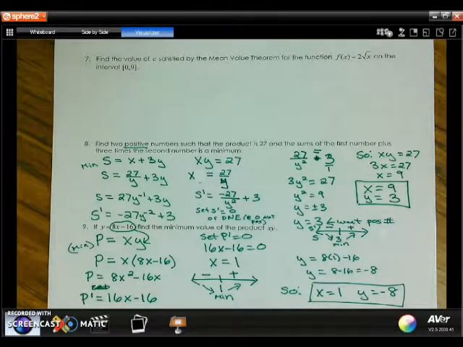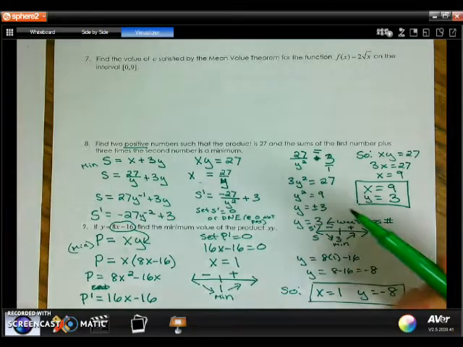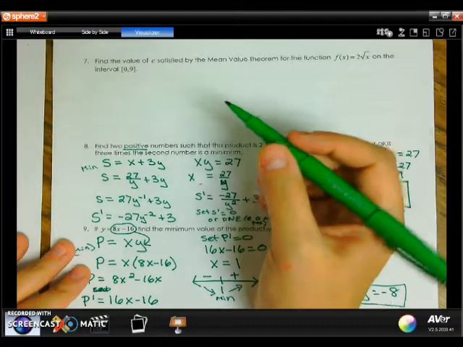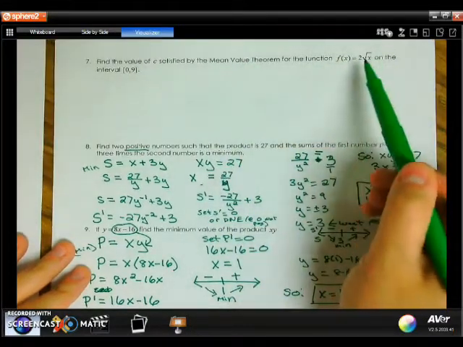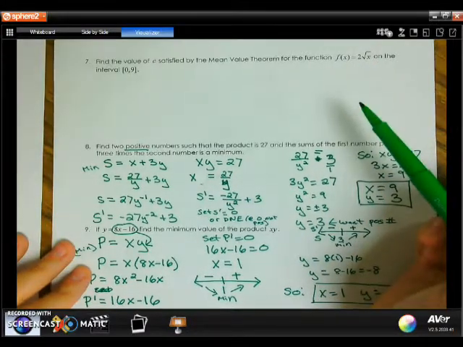And remember, in this one it says find the value of c satisfied by the mean value theorem for that function there over a given interval. Remember, the mean value theorem just basically says that the slope of a line through there is going to be equal to the derivative. At some point on there, they're going to be the same. So this is the one where you're going to need to take the derivative of this, and then you're also going to have to use that average rate of change formula from pre-calculus.